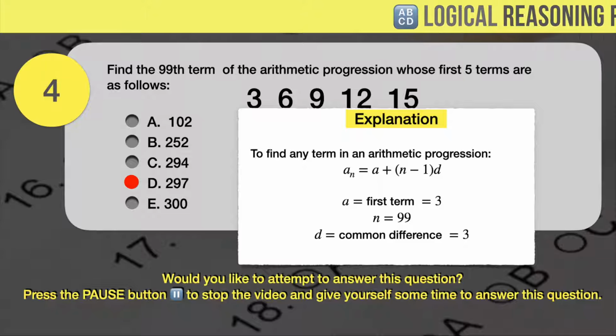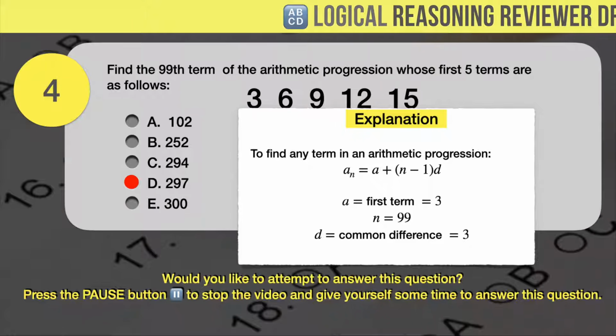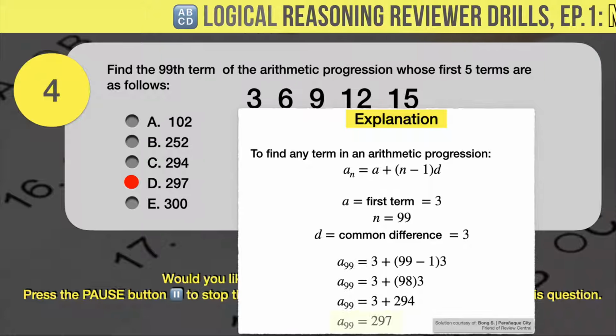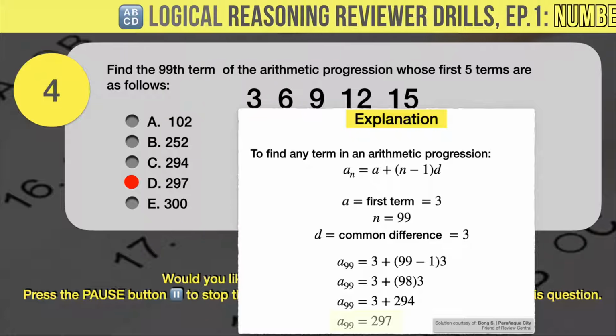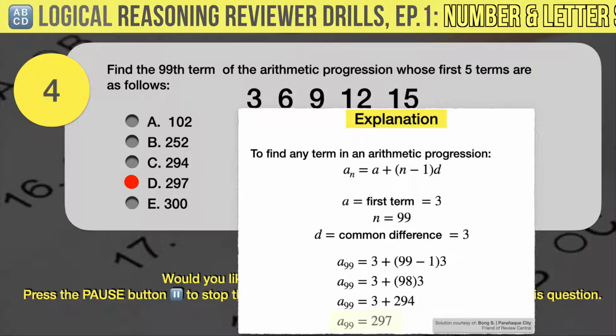The first term is given as 3. We are looking for the 99th term, so n is 99. The common difference d is 3. Substituting these into the formula, we should quickly arrive at 297 as the 99th term of the sequence.